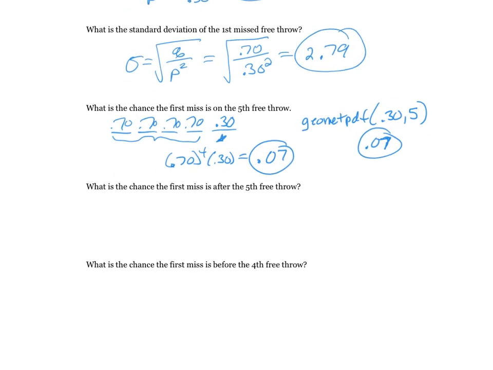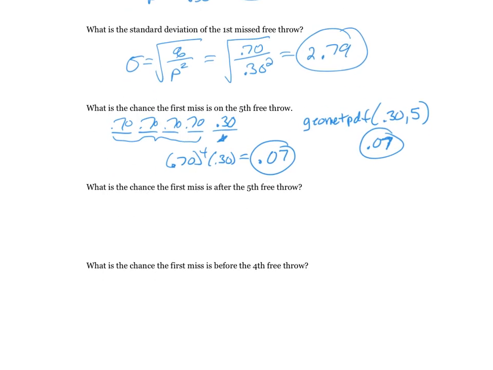The next question says, what's the chance the first miss is after the 5th free throw? So when they do these after the 5th, I like to just draw a quick list here of what's happening. After the 5th would be 6 and beyond. Okay. And we have a function on your calculator that'll get you 5 and below. So I would figure out 5 and below, and then I would subtract it from 1. So for 5 and below, that's geometric CDF, and I would type in 30% and 5. Okay, that's the chance I would miss it on the 5th or the 4th or the 3rd or the 2nd or the 1st.